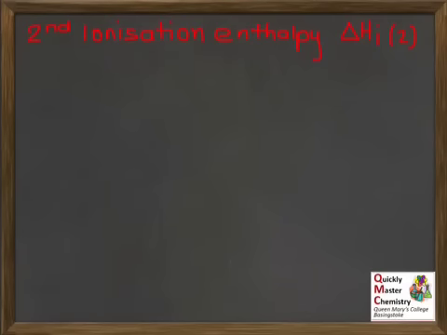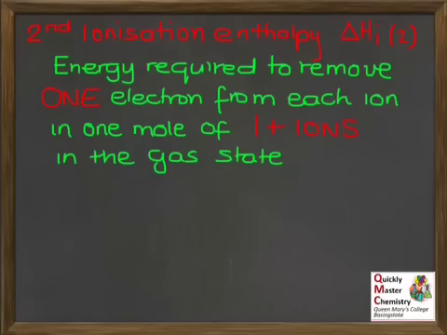So that was first ionisation enthalpy. What about second ionisation enthalpy? And we need to be very careful here. Let me just give you a warning. There's an easy trap to fall into, that you think that if first ionisation enthalpy was removing one electron, then second ionisation enthalpy is simply removing two electrons from an atom. Well, that's not the case. So look carefully at this definition.